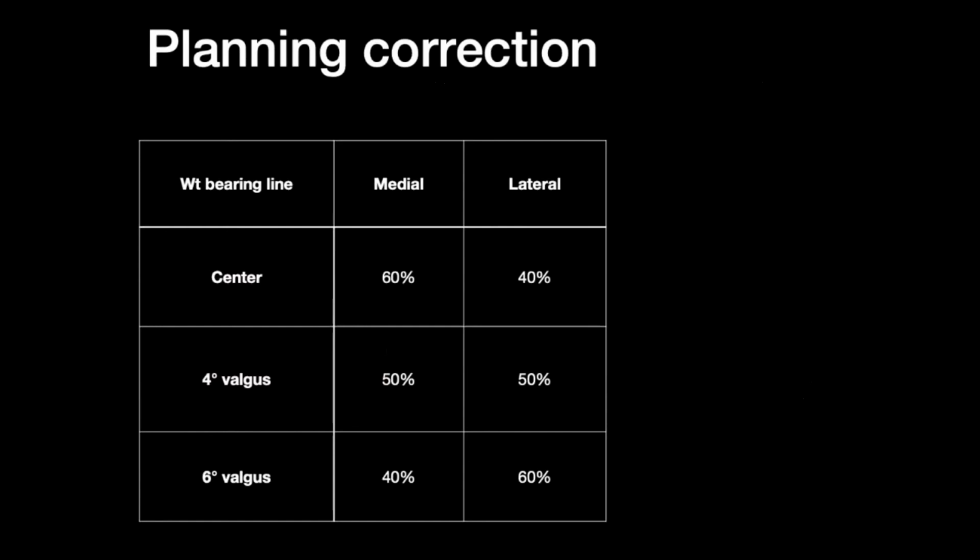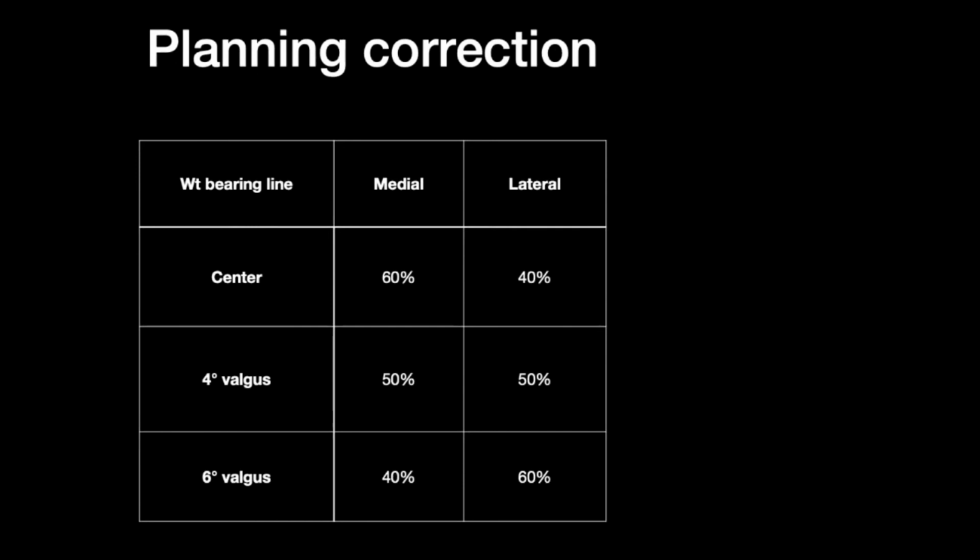So now, before planning correction, what we must know is when the weight bearing line passes through the center, almost 60% of weight is transmitted to the medial compartment and about 40% of weight is transmitted to the lateral compartment. When there is 4-degree valgus, what happens? The medial and lateral compartments are equally loaded, but to offload the medial compartment, almost about 6 degrees of valgus is required.